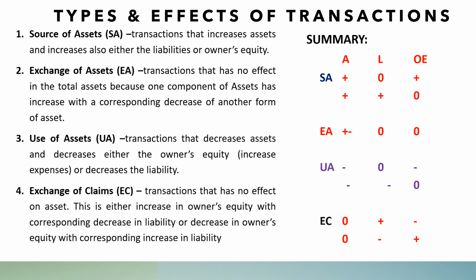Number 4 is exchange of claims, or EC. These are transactions that have no effect on assets. As you can see in the summary for the basic accounting equation, in the first case assets is 0, and in the second case also 0, because EC is a transaction that has no effect on assets. This is either an increase in owner's equity with a corresponding decrease in liability, which is illustrated in the first case: assets 0, decrease in liabilities so negative, and increase in owner's equity so positive.